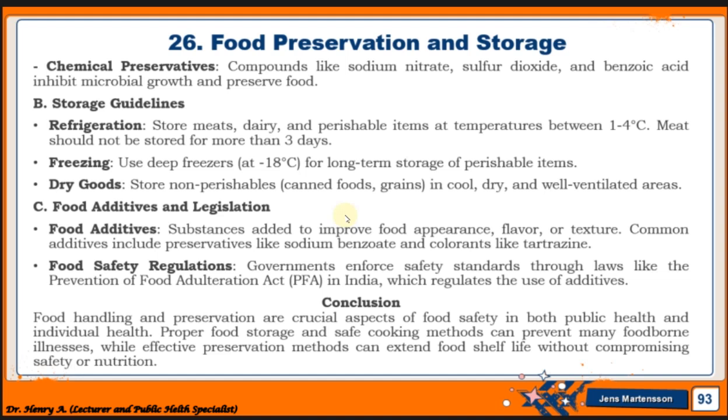You have the dry goods too. So, storage guidelines: you use refrigeration, freezing, and then dry goods. Under dry goods, you store non-perishable foods, such as canned foods and grains. You store them in a cool, dry, and well-ventilated area. Such as your dried fish, dried tomato, dried okra, and so on. It has a way of preserving the viability of the components of this food for a long time, but it must be a well-ventilated area. Now let's see food additives and a bit of legislation about this.